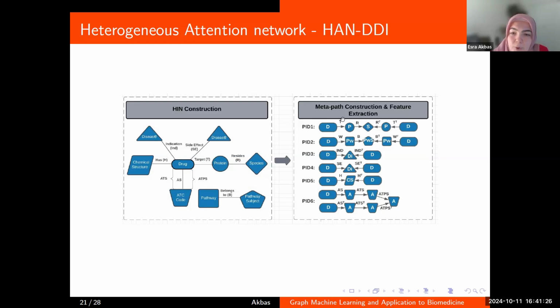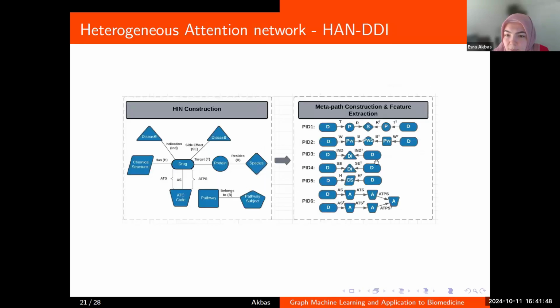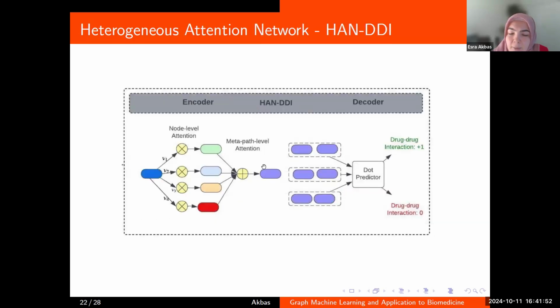And then using these paths, we define the similarity, and we define a graph neural network, a heterogeneous attention network, as a deep learning model on this network and the metapaths. We call them metapaths. Using all this information, based on how many paths there are between the drugs, we learn a representation for each drug.